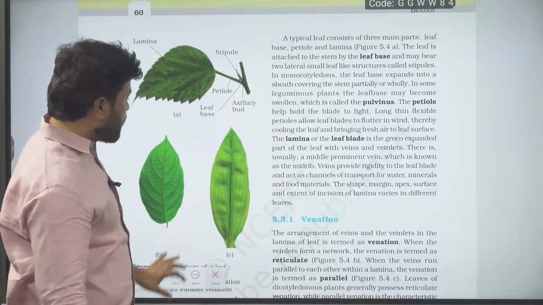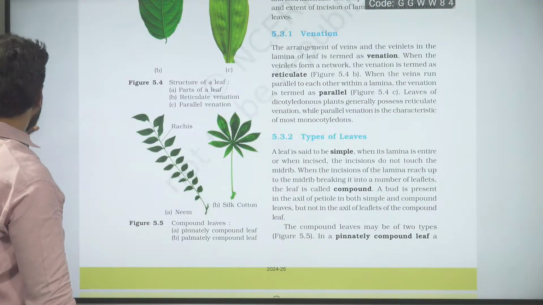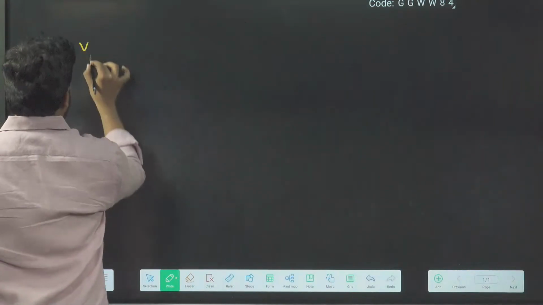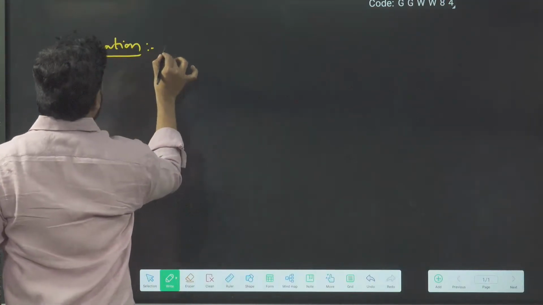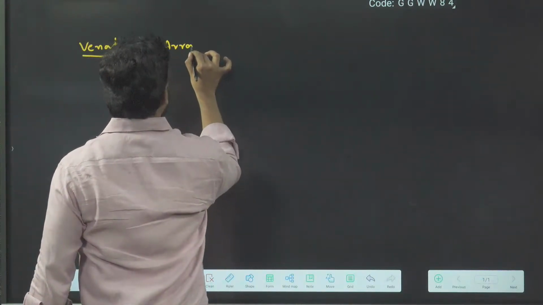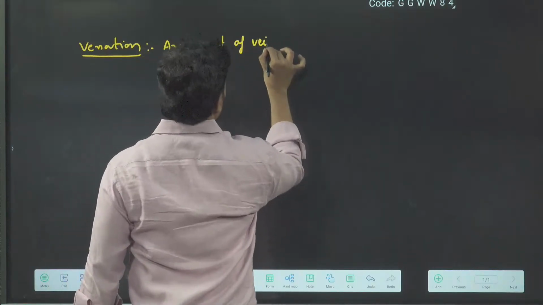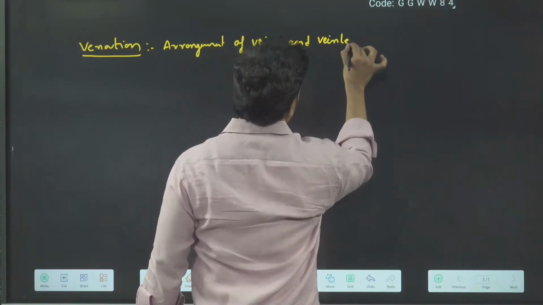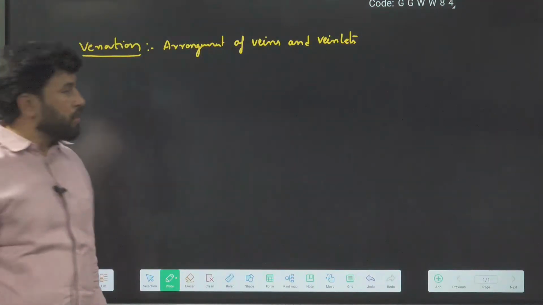Then go to another part of the leaf, that is venation. Listen. Venation: arrangement of veins and veinlets. This is called venation. Don't confuse it with the term vernation.